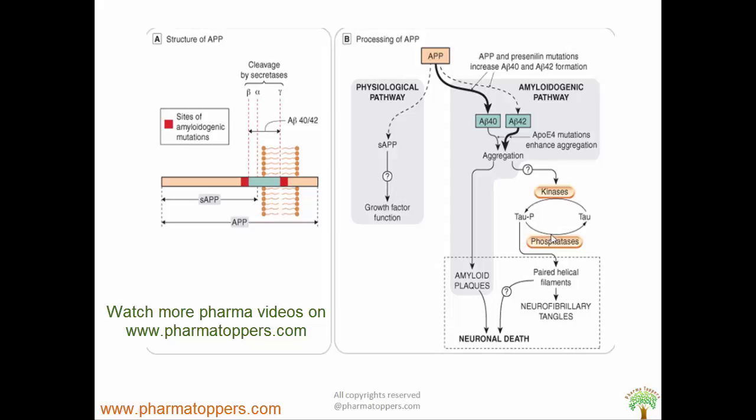And again, the phosphorylation occurs by a kinase, which is still in question: how this phosphorylation occurs, or the triggering mechanism of this phosphorylation. Thus the paired helical filaments cause neuronal death. Again it's a question, and research is required, thus forming the neurofibrillary tangles.